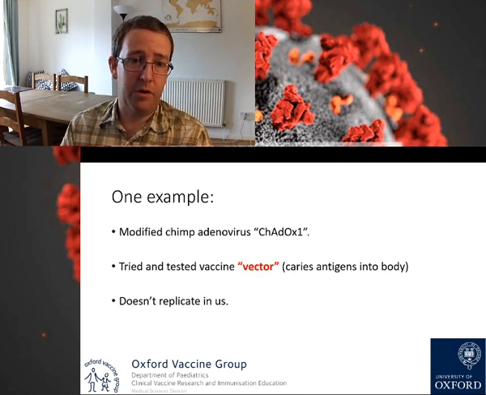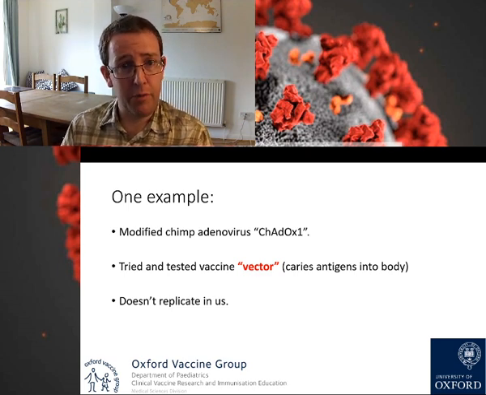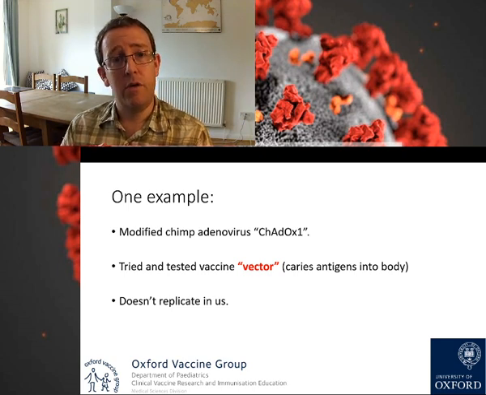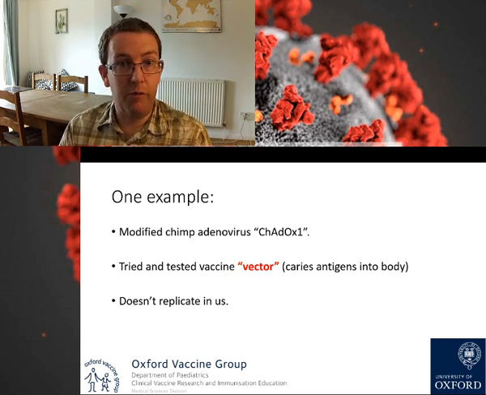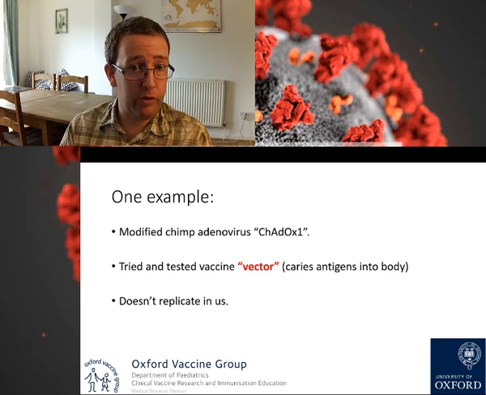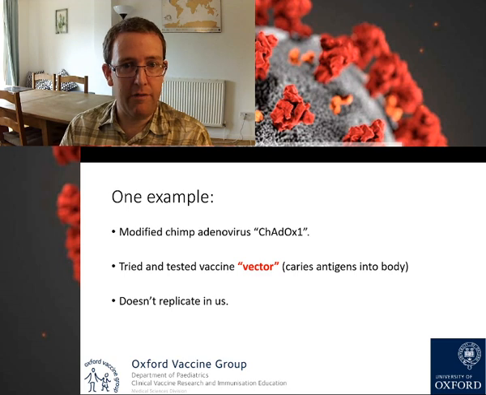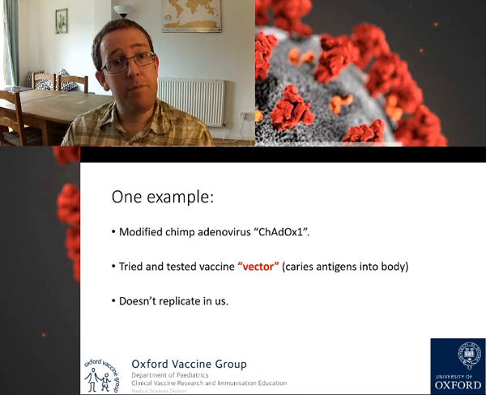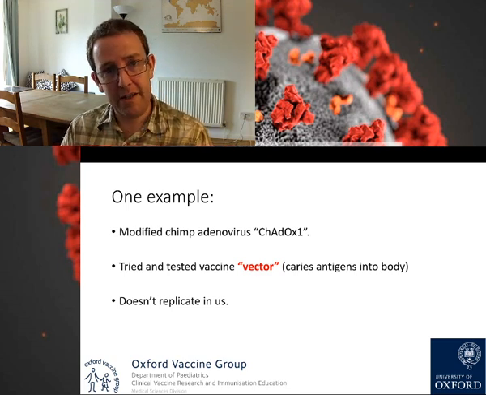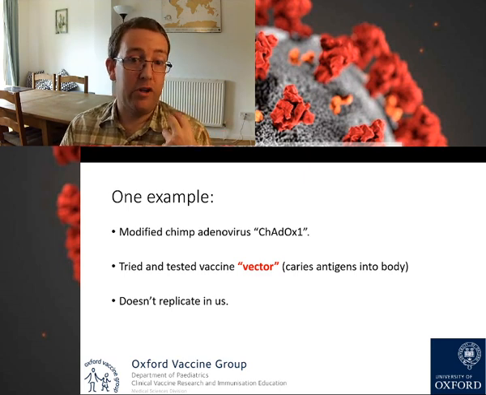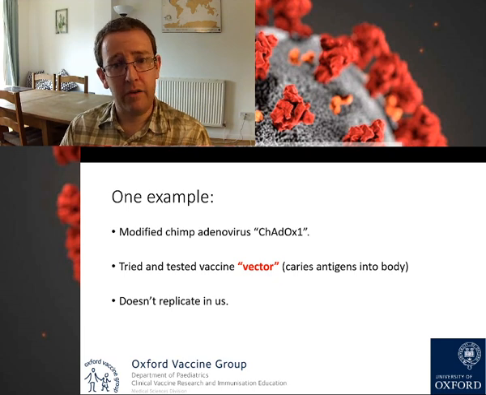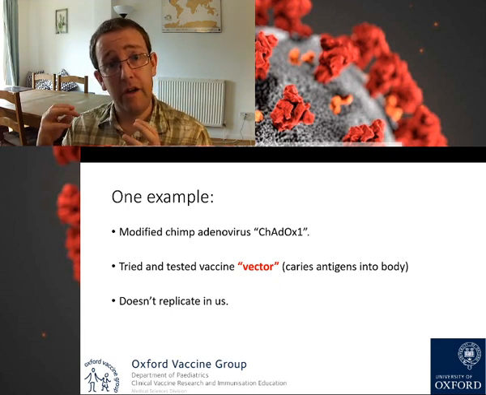But this is one example that jumped out to me from the Oxford Vaccine Group at the University of Oxford, which is to use modified chimp adenovirus. So chimps can suffer with colds and coughs as well as we can. Adenoviruses are just a family of viruses that cause those things. So this virus is called ChAdOx1, chimp adenovirus Oxford 1, and this has been used as a vector. So what we mean by a vector is the group there has managed to get this chimp virus, which can't infect us, doesn't replicate in humans, to carry those spike proteins into a human.